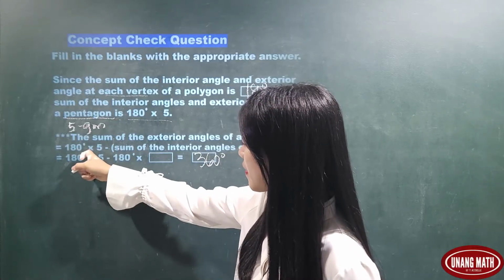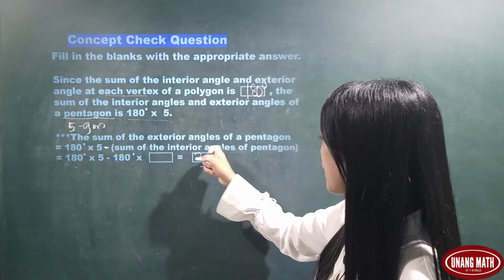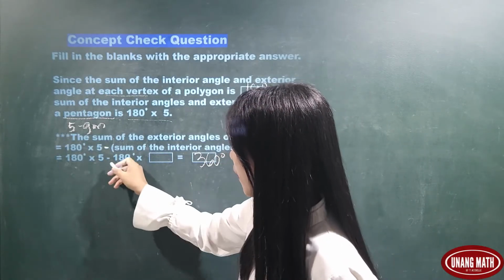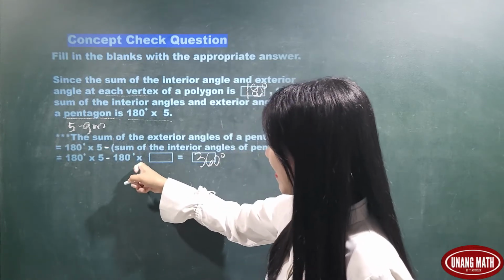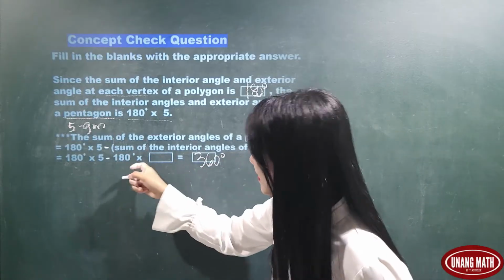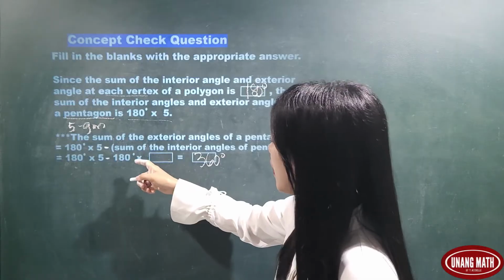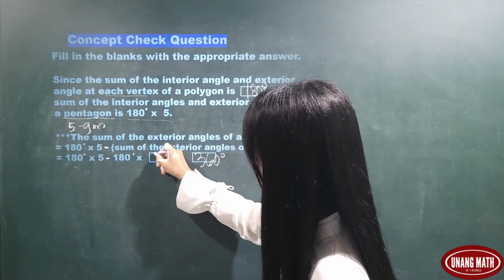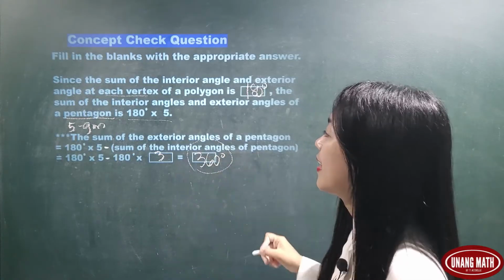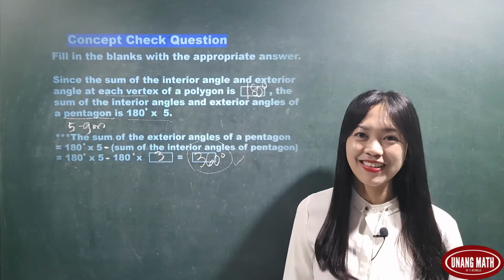So 180 degrees times 5, this is the sum of the interior angles and exterior angles of a pentagon. So 180 degrees times 5, minus the sum of the interior angles of a pentagon. So 180 degrees times 5, minus 180 degrees times how many triangles? So 5 minus 2, so 3. So this is 180 degrees times 3. And the sum of the exterior angles of a pentagon is 360 degrees.